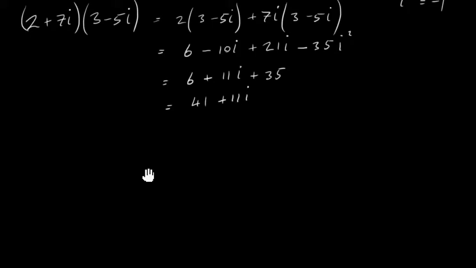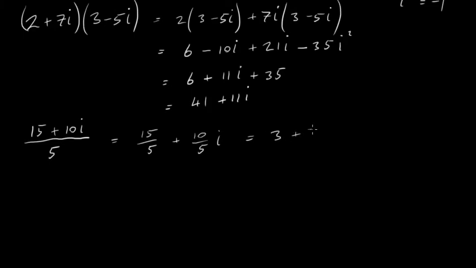Let's look at division of complex numbers now. Let's say you take 15 plus 10i, and we want to divide that by 5. Well, you can do again what you do in normal algebra. You can take the 5 and divide it in here, so you end up with 15 over 5 plus 10 over 5i. That just gives you 3 plus 2i. So that's straightforward enough. You're just dividing by a real number here.